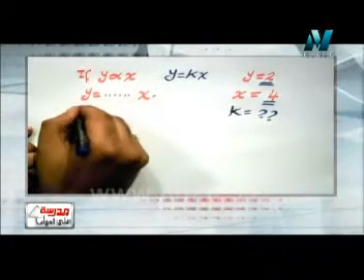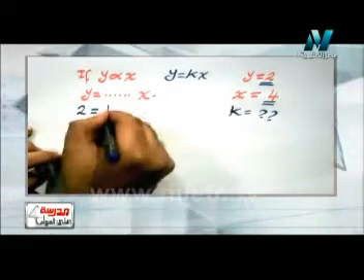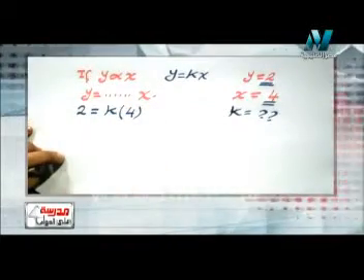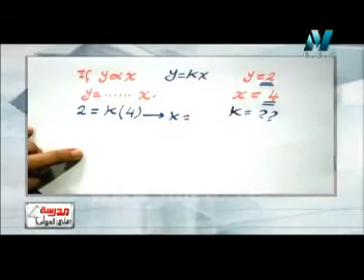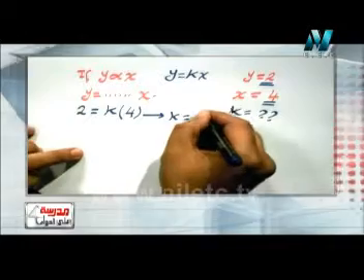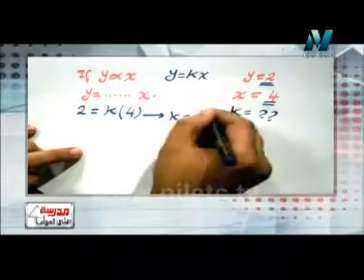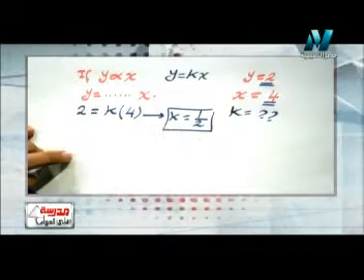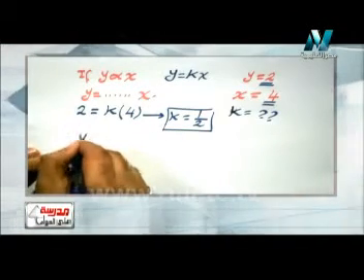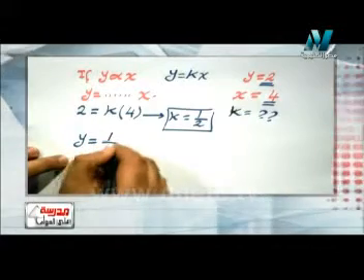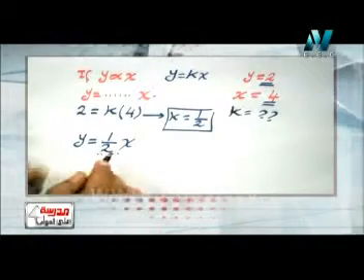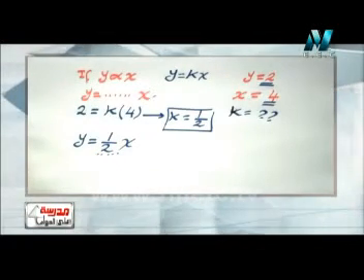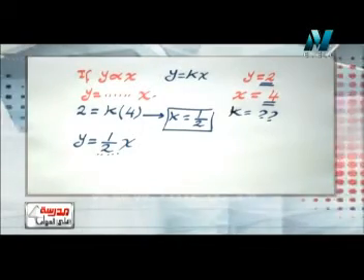To find the answer, we replace y equals 2 and x equals 4 to make a simple equation: 2 equals a constant k times x, where x equals 4. To find the value of k, divide 2 by 4, which equals 1 over 2. So the value of the constant in this problem equals 1 over 2. It means y equals 1 over 2 x. So the missing part in this question equals 1 over 2.